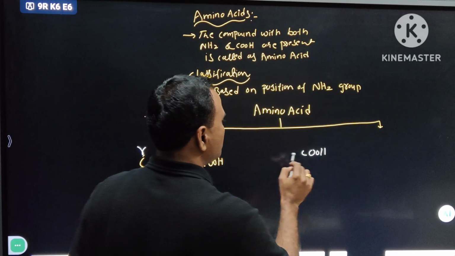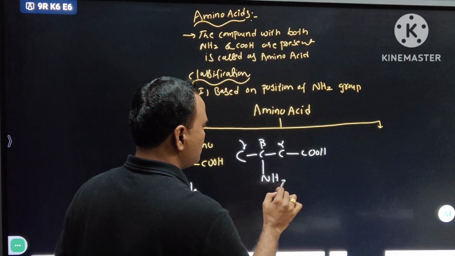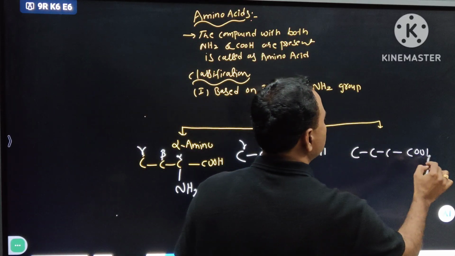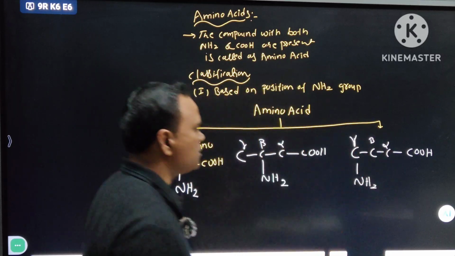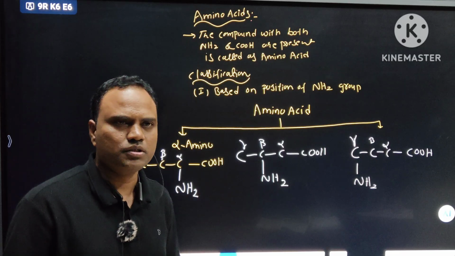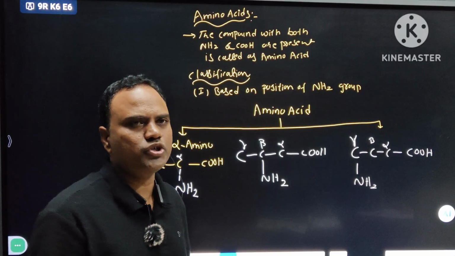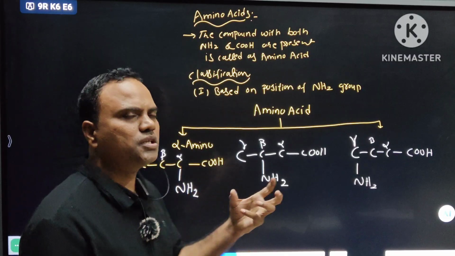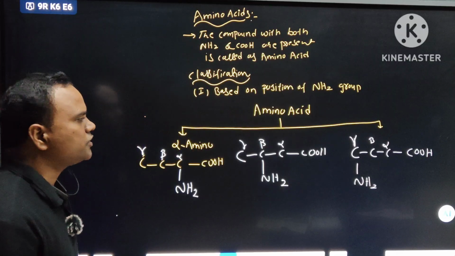If NH2 is present at beta, beta amino acid, gamma amino acid, and so on. But we discuss with alpha. This is gamma amino acid. Our main discussion is with the alpha amino acids only. Clear? This is based on the position of NH2 group with respect to COOH. Which of the following is alpha amino acid? Very easy to identify. Check position of NH2. Clear? Take screenshot.